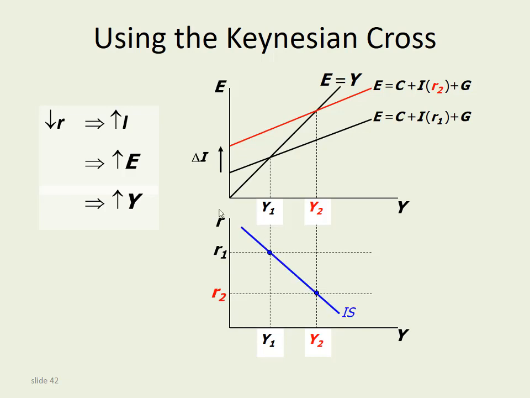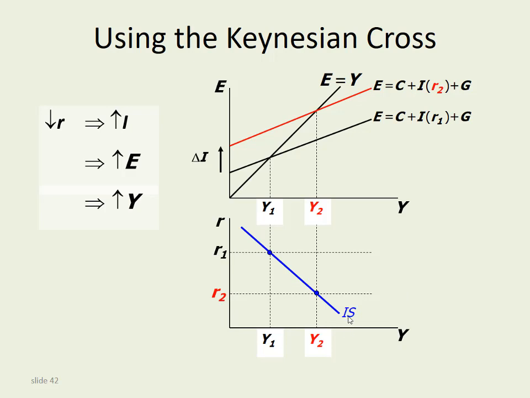So you can say that the combination of points where investment is equal to saving is going to be on some kind of line coming down like this. As the interest rates fall, investment rises, and it's investment which increases the total expenditure and therefore total income and output demand.